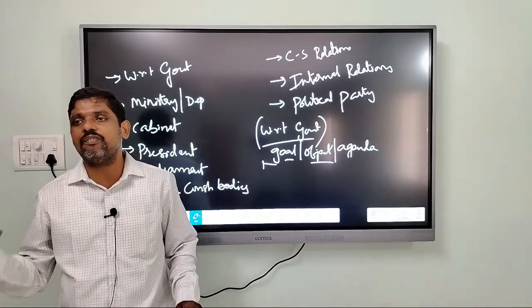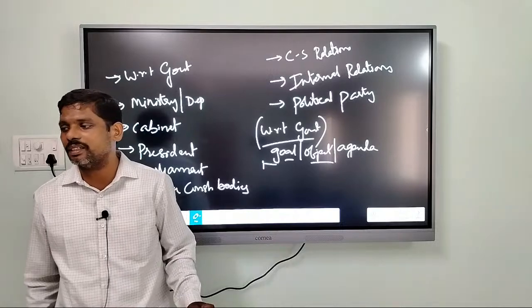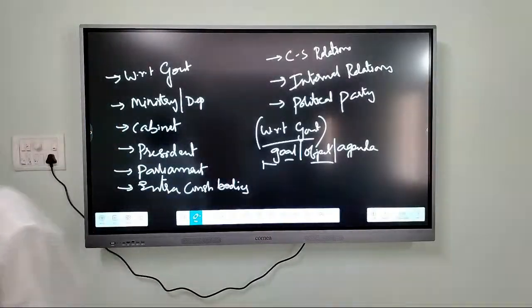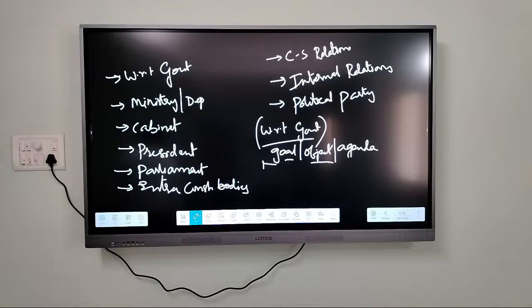Do UPSC functions under any ministry? You are writing the UPSC exam. Do UPSC functions under any ministry? Or what is that ministry under which UPSC functions?